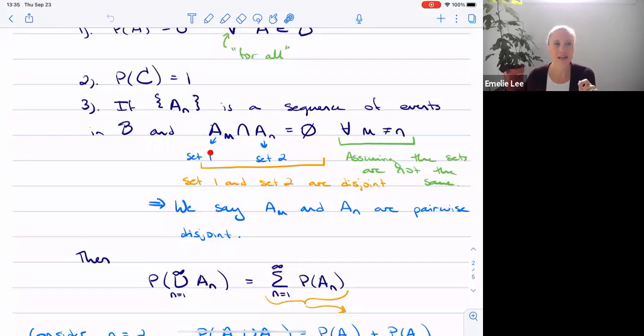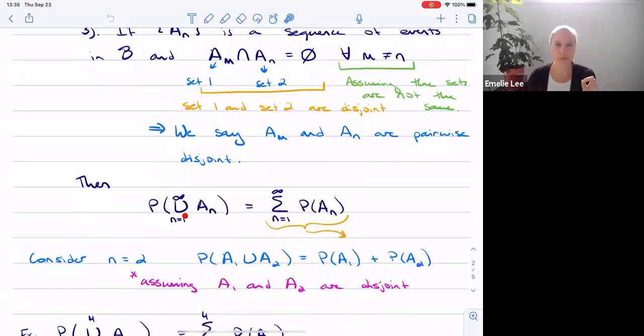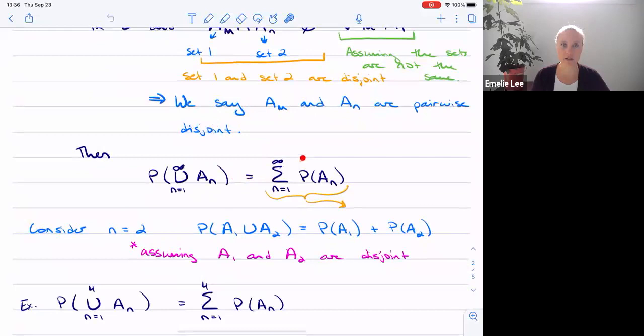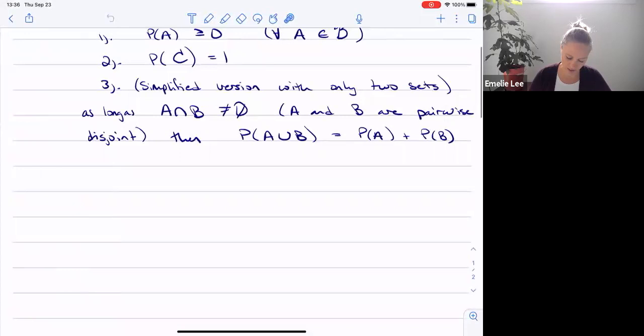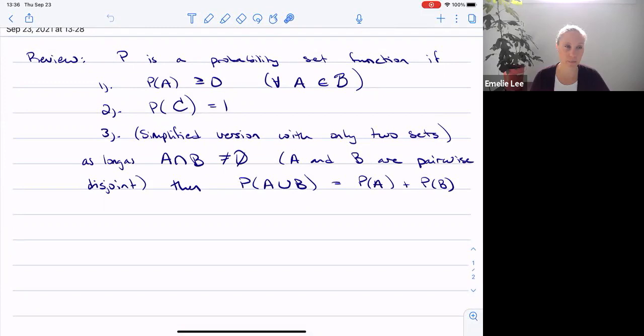And the A_m and A_n are pairwise disjoint, right? Then the probability of these unions, and they can keep going and going, not just talking about two here, but talking about potentially an infinite set of unions, is the sum of their individual probabilities, right? Assuming that there's no overlap. So this is the technical definition, but I just wanted to give you a shorthand version to start us off today. So that's kind of the simplest version. Okay, so we use these facts to develop some other probability rules.